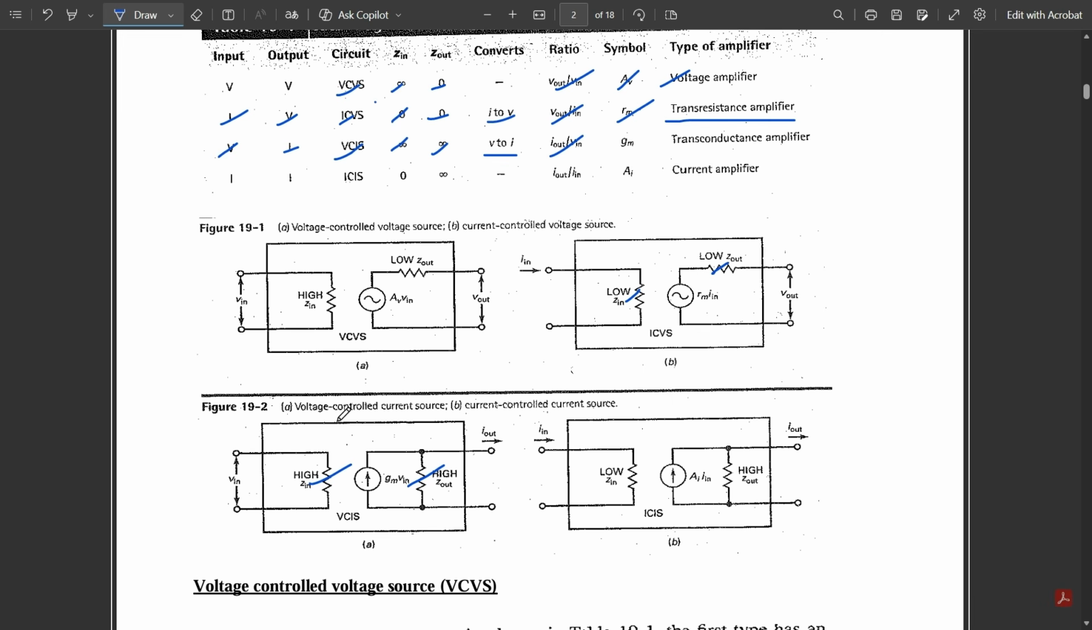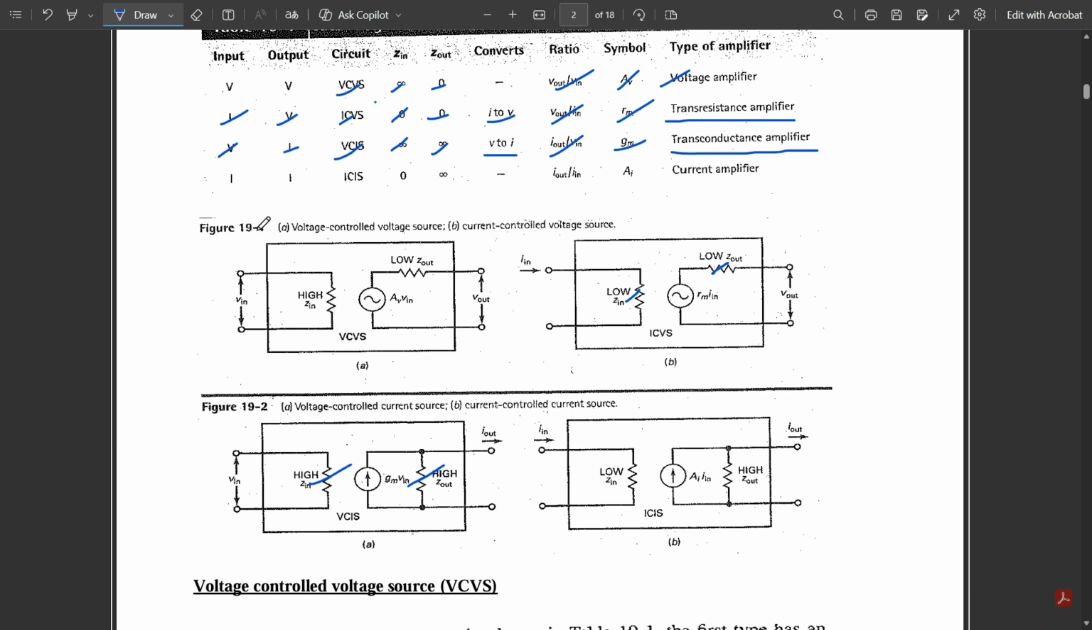So this is the voltage controlled current source, and it is also called a trans conductance amplifier, and the symbol represented for it is Gm. The total gain is provided by Gm into V in. So this is the voltage controlled current source.